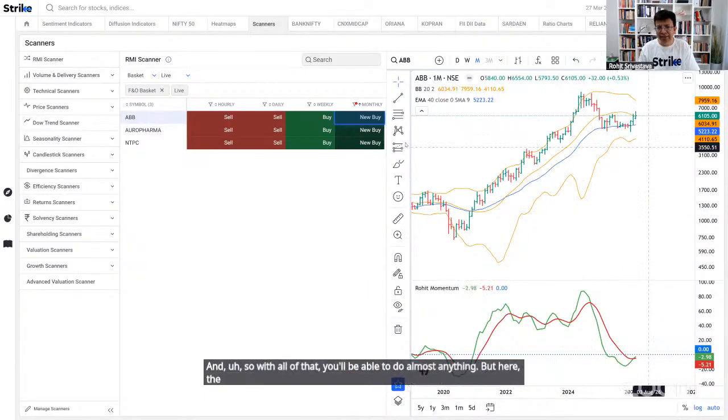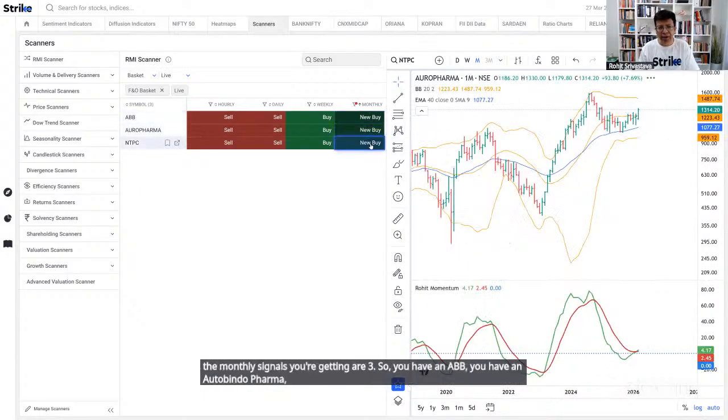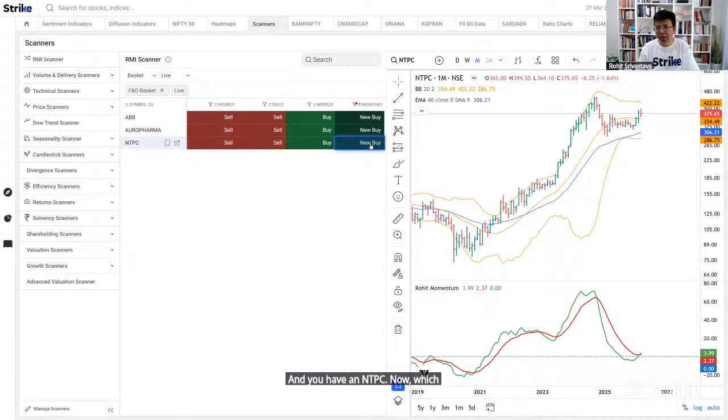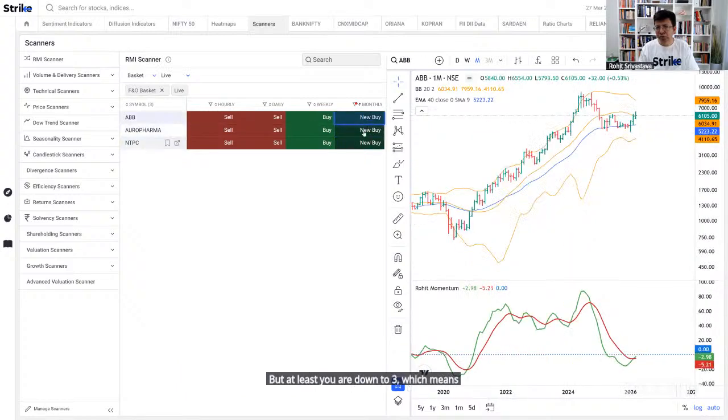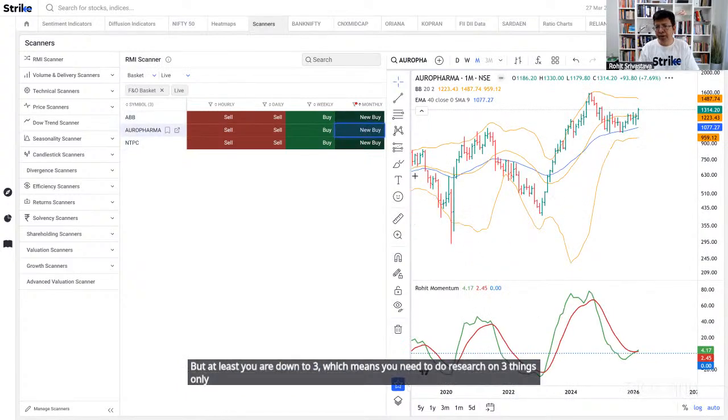But here the monthly signals you're getting are three. So you have an ABB, you have an Aurobindo Pharma, and you have an NTPC. Now, which one do you like? You can decide. Of course, we have different ways to decide that. But at least you are down to three, which means you need to do research on three things only. Now, you can do fundamental research on Aurobindo Pharma and say, okay, technically it's a buy, but is the fundamental good or not? You can go and check it.